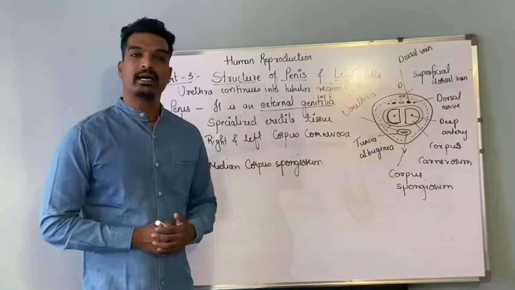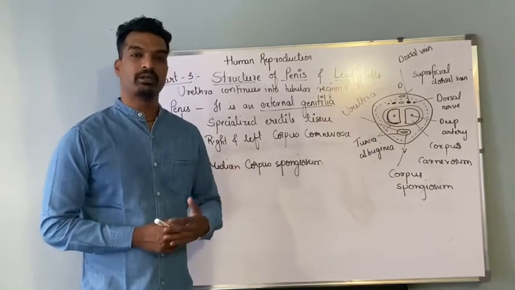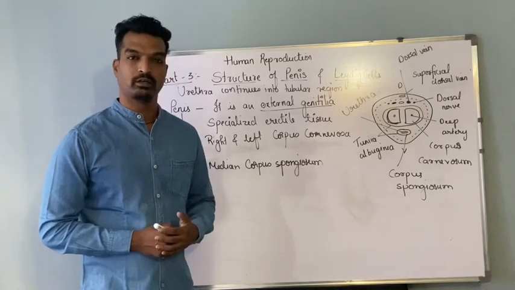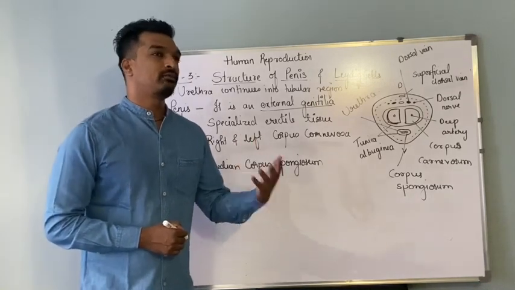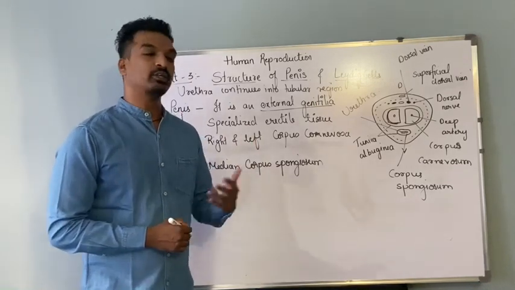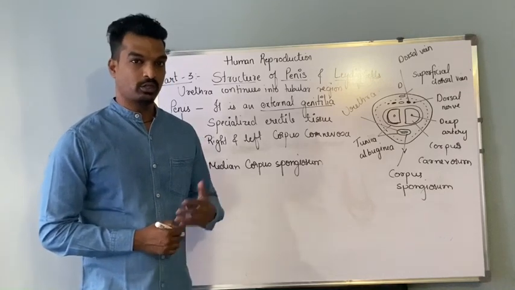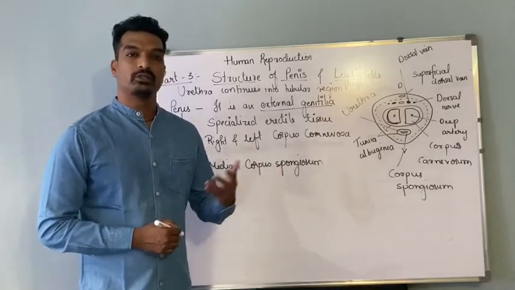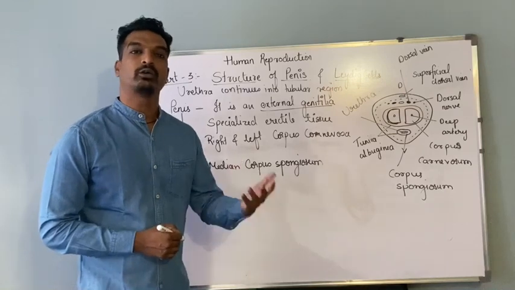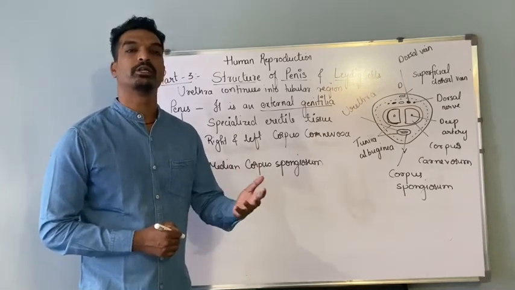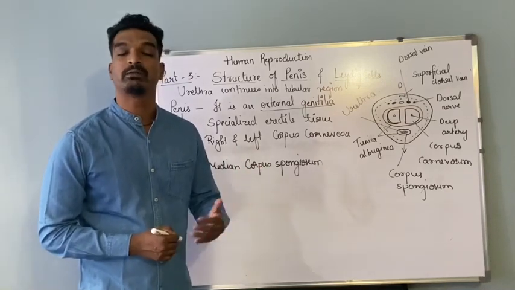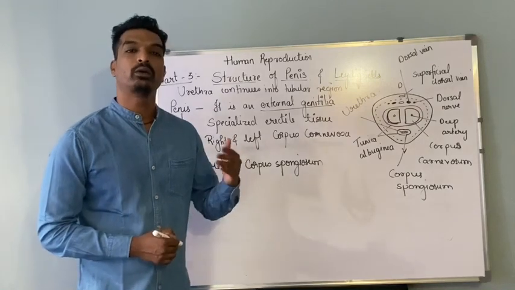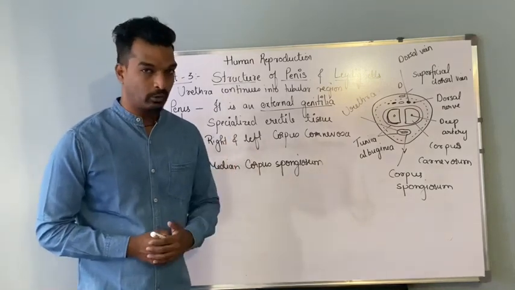So in the last class we discussed the seminiferous tubules, their structure, the function of the Sertoli cells, and the function of the seminiferous tubules. Just a recap: seminiferous tubules are coiled structures present in the testicular lobules. There are 1, 2, 3 in each testicular lobule.